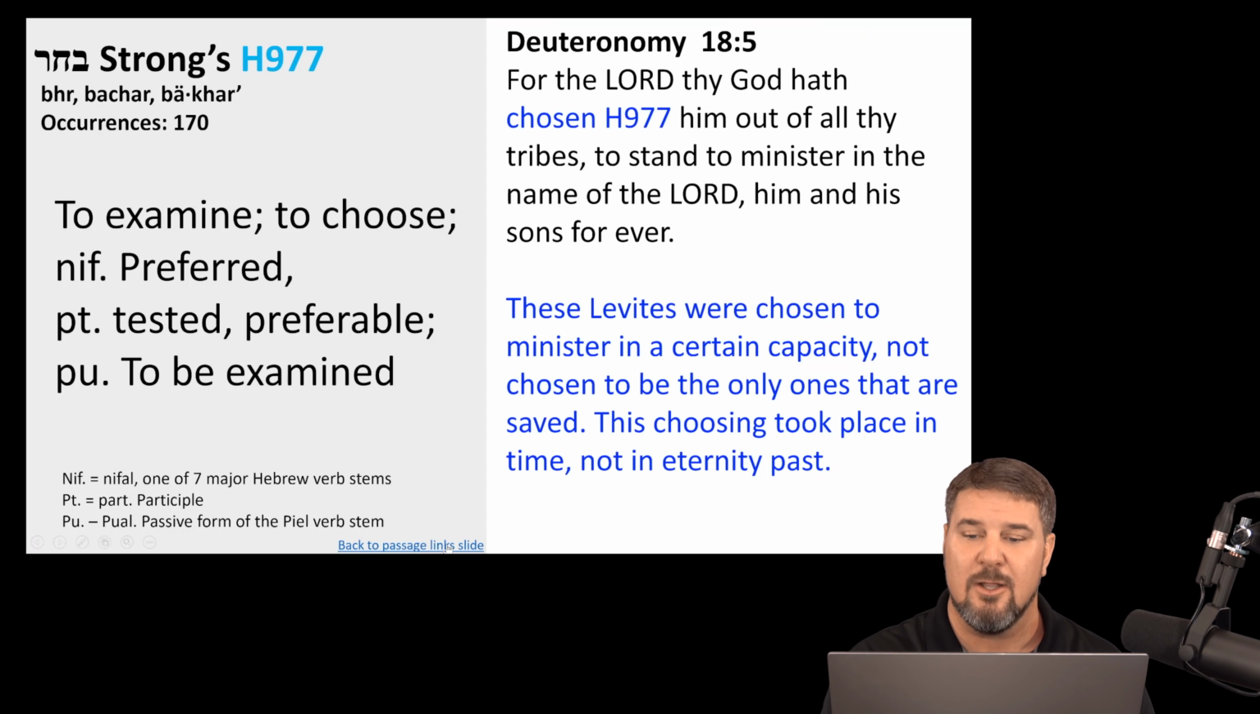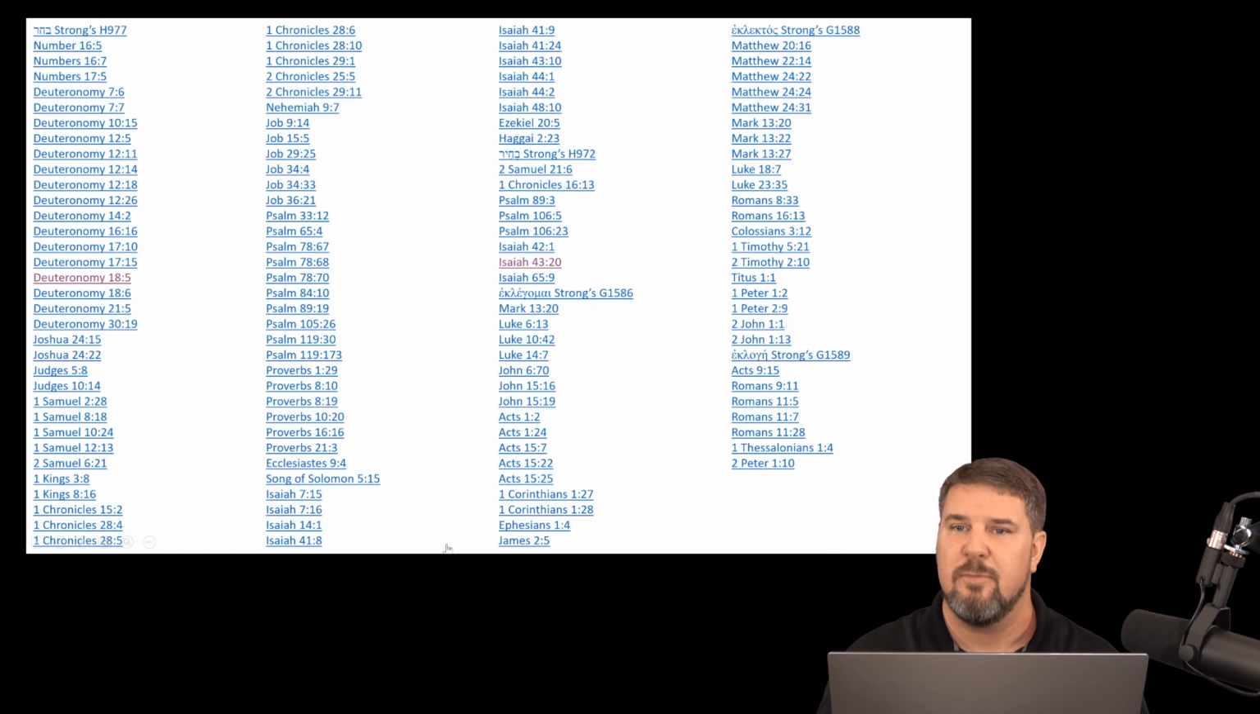I show that and then I go back. So if you're presenting this in front of people, you can have this in front of them, and then if any of the verses come up where you want to talk about election, you have them all right here at your fingertips.